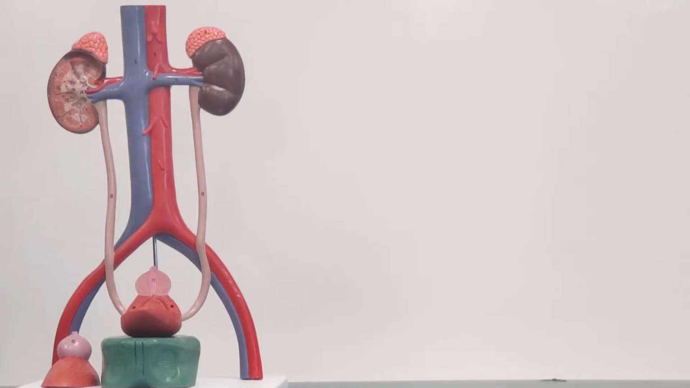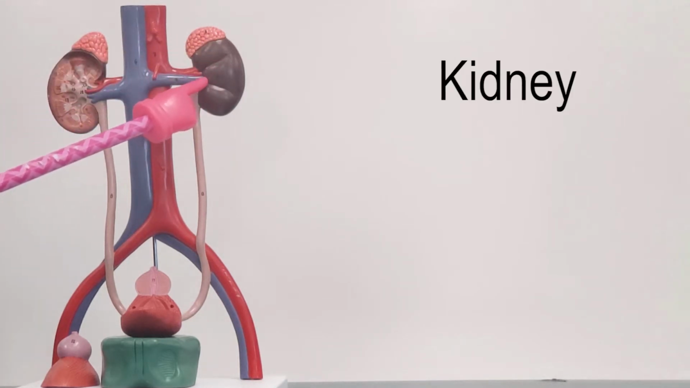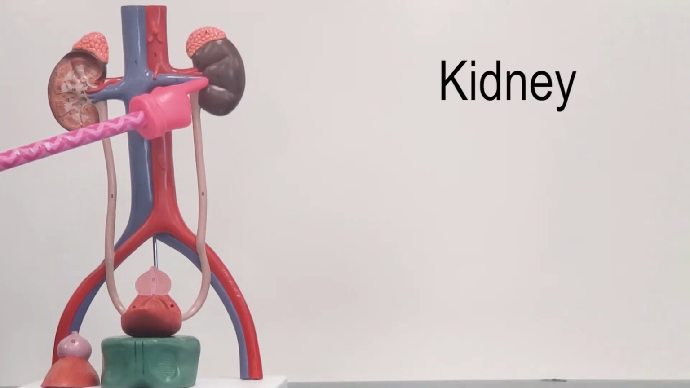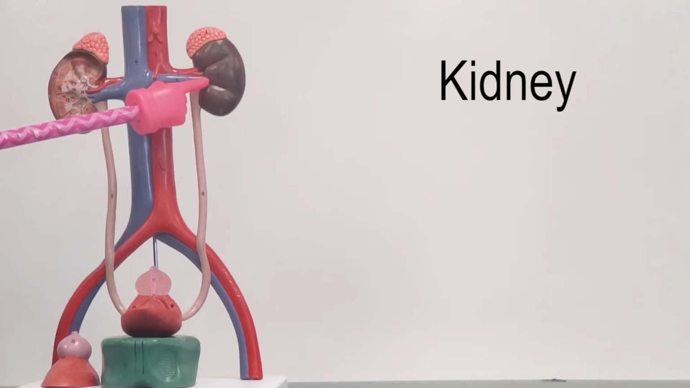The urinary model. Kidney. The kidneys filter blood and create urine.